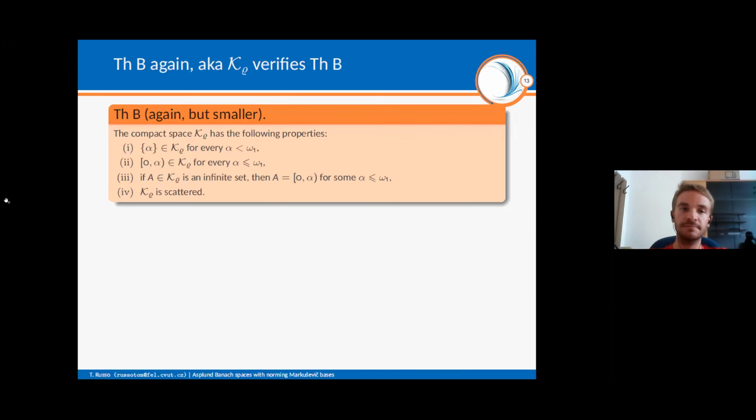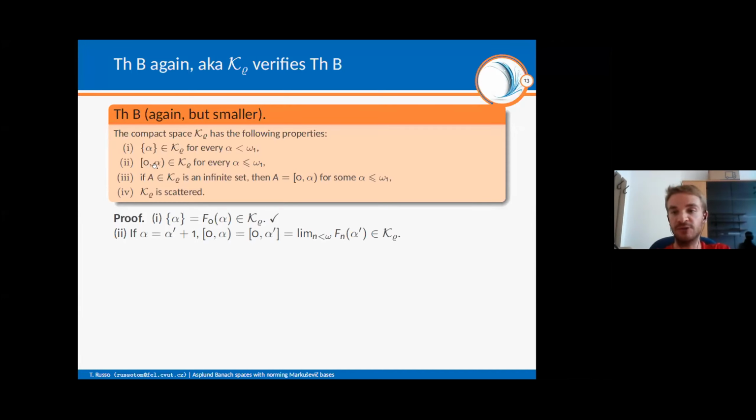So now I defined this compact K, and now I can restate the theorem. The statement here is merely that this K rho has the properties to satisfy theorem B. And now I will mention how to prove this. The first property is obvious because the singletons are in K rho, because the singletons are F0 alpha, as I mentioned already in the slide before. The second one is easy as well. I have to show that every initial interval is in K rho. But as I said, if you pick some Fn alpha and you let n tend to infinity, what you converge to is the closed interval 0 alpha.